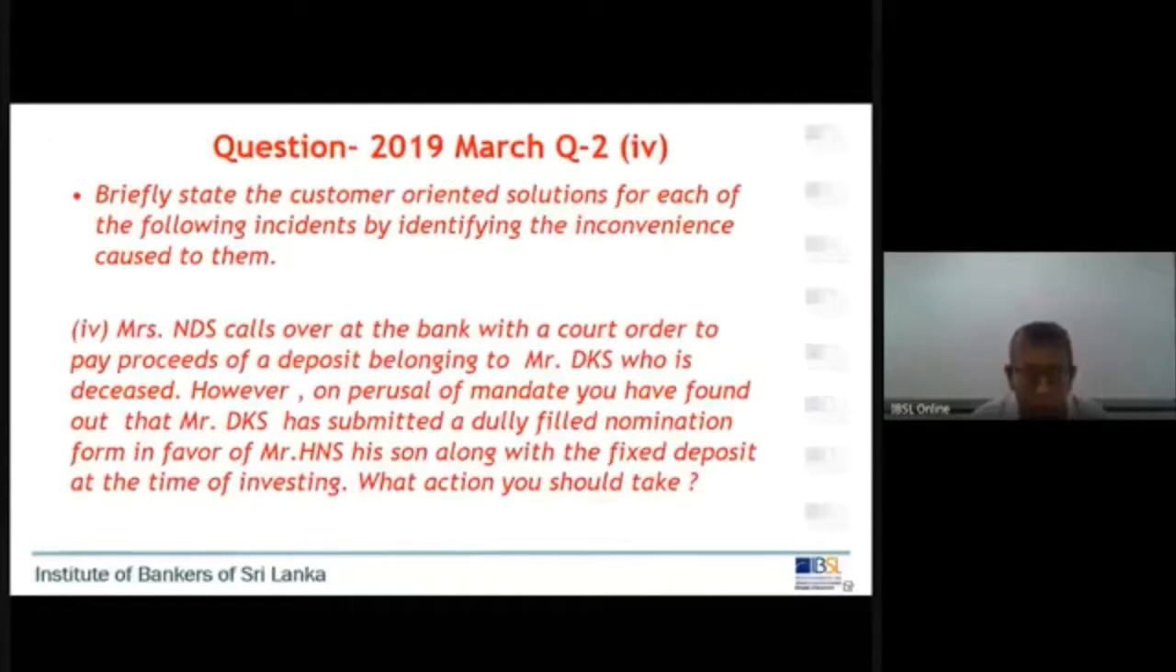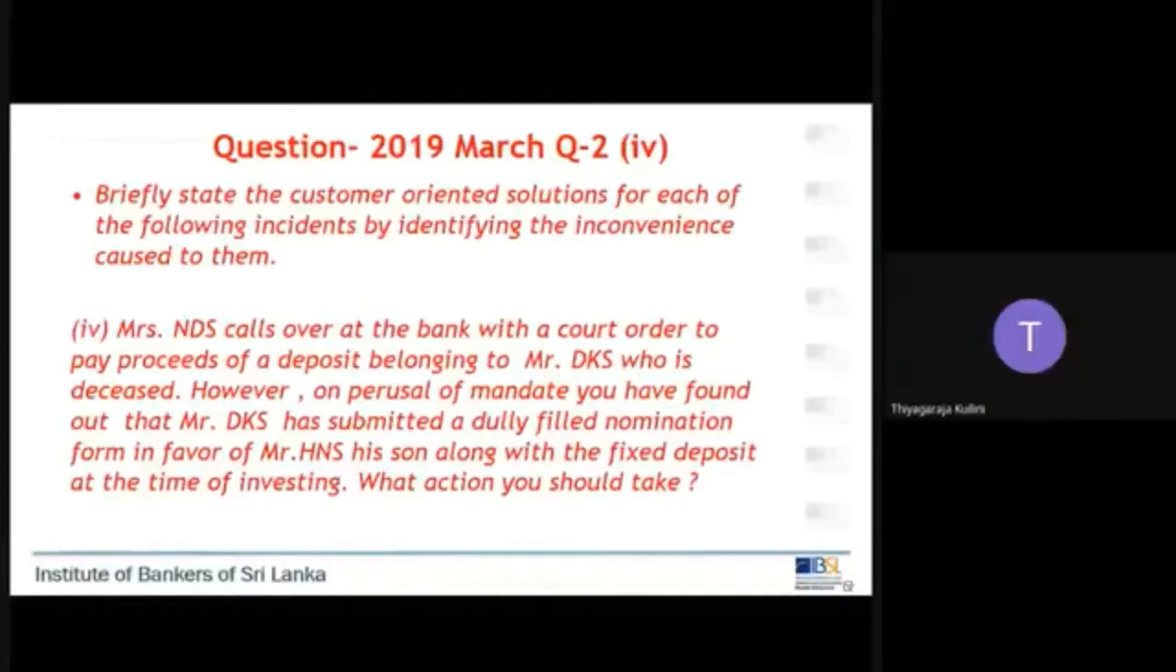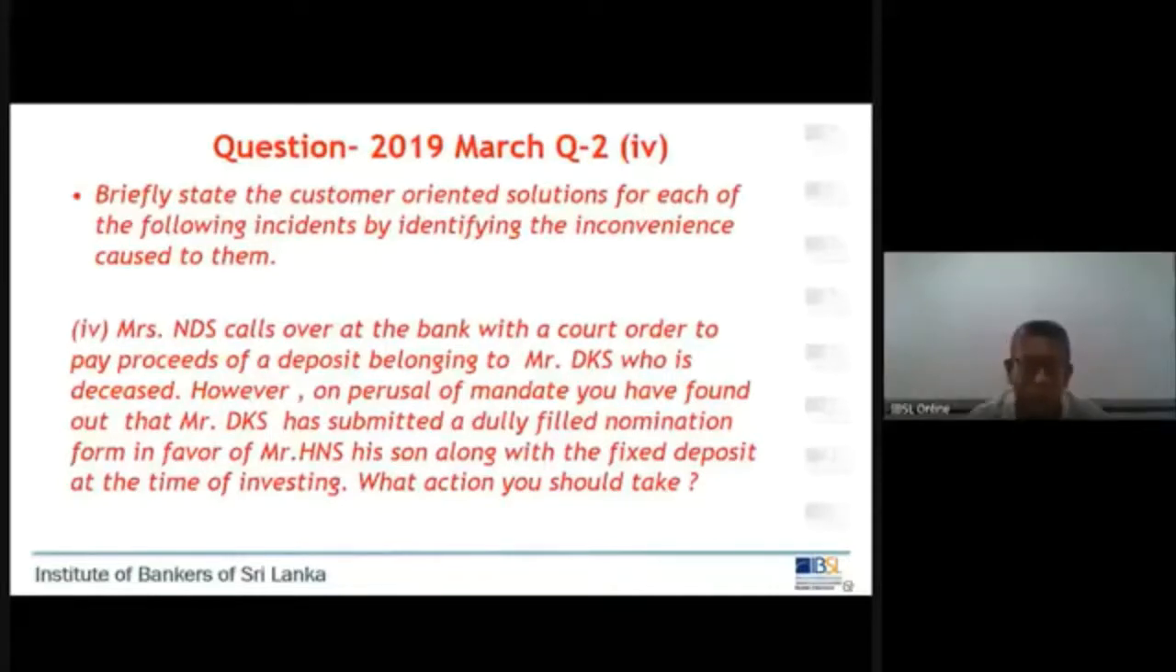Now, the question is, Mrs. NDS is one of our bank customers, who comes over to the bank with a court order. Now remember, there's a specific word here, court order. A court order to pay the proceeds of deposits belonging to Mr. DTS, that is her husband, who is deceased, right? However, as your manager, you found that Mr. DTS has submitted a duly filled nomination form in favor of his son, along with the fixed deposit.